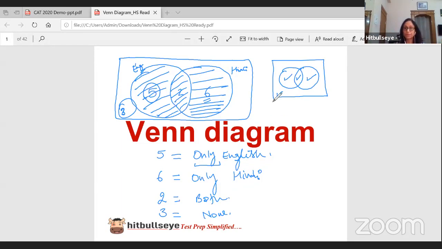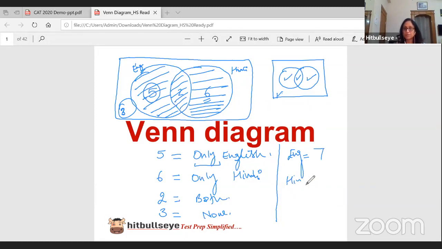Clear to all of you? Any problem till here? Now, if I want to ask you from this particular question, how many people speak English? So, Rajni, what mistake you were doing? You were answering 5 itself as the answer for people speaking English. But now we know that for people speaking English, I have to take the entire circle of English. So that will be 7.